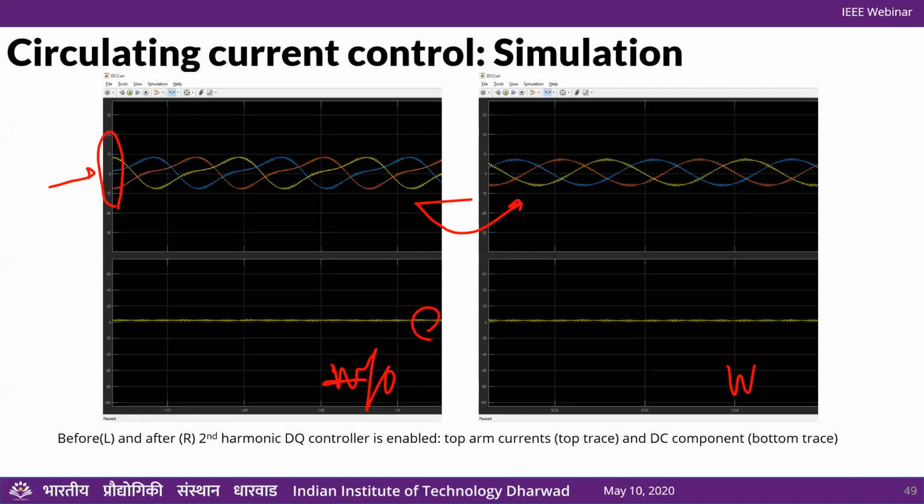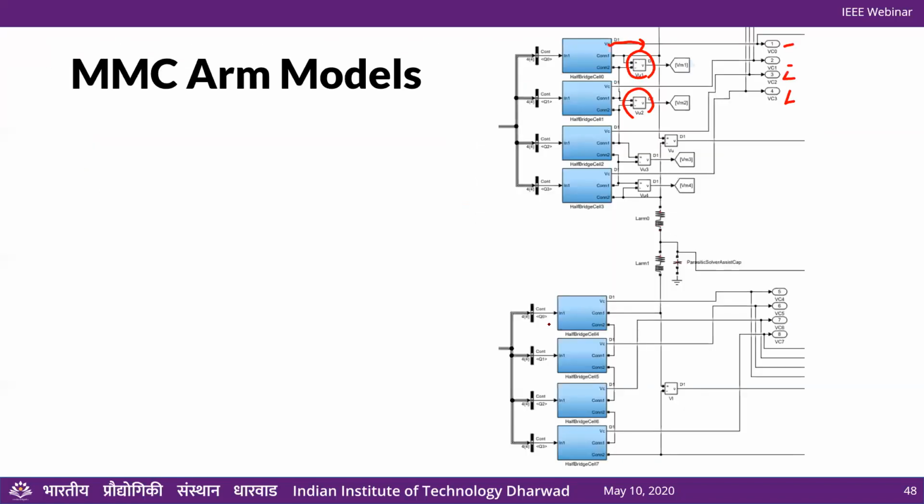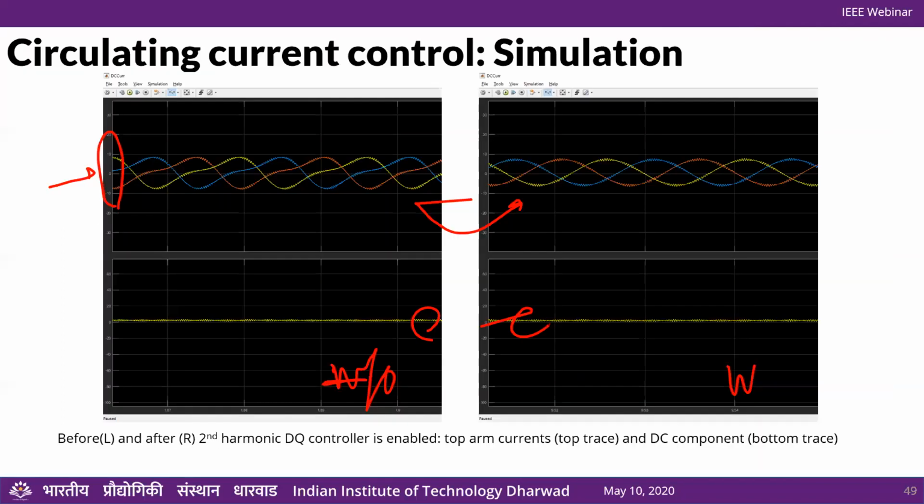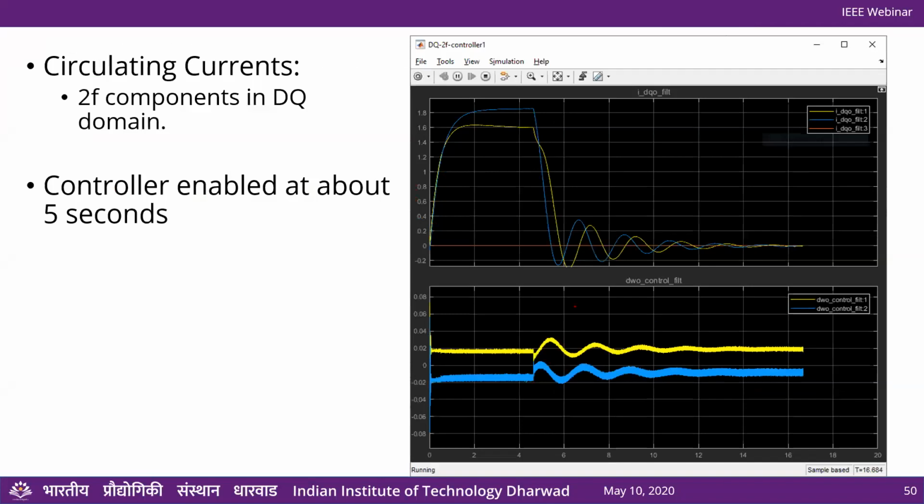What you see on the bottom, this trace, is the average value of all three. So that is the DC component that needs to flow through all three arms. And what is important to see here is that that is unchanged. If that were changed, then we would have a problem because our arm energy would go unbalanced. So we want to make sure that that does not change. Only the second harmonic has been eliminated. So that's what this slide shows.